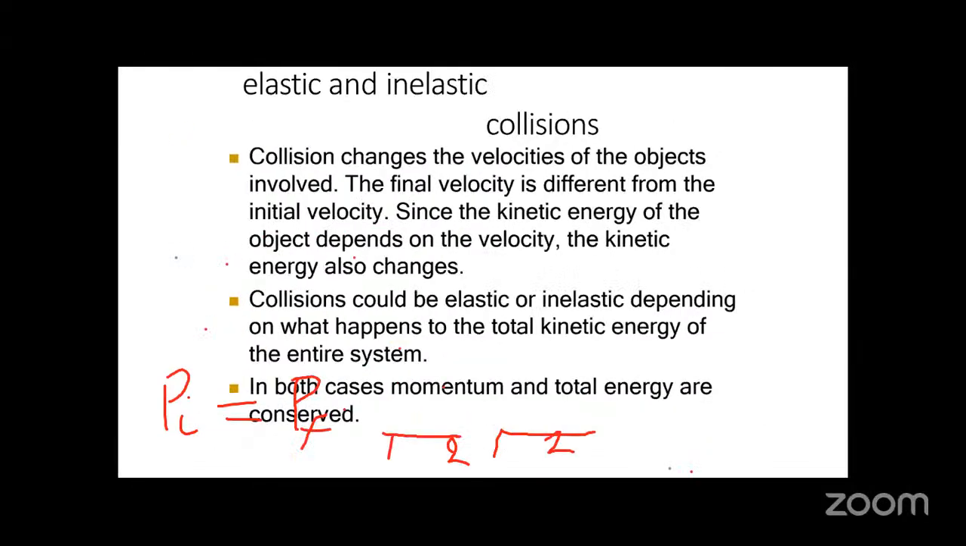Now, that is not all about linear momentum. The collision changes the velocity of the objects involved. Now, the final velocity is different from the initial velocity. And since kinetic energy of the object depends on velocity, the kinetic energy also changes. Remember that kinetic energy is the energy a body acquires by virtue of its motion. Whenever an object is moving, it will acquire kinetic energy because it's moving with a speed.